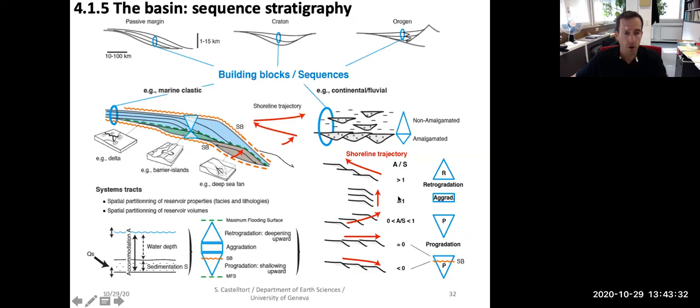Now, the fourth case, there are five cases here. The fourth case is pure vertical aggradation. So a vertical arrow. This is when A and S are equal, A over S equal one. When there is as much creation of accommodation as there is of sedimentation. And this is aggradation. The system is in kind of a steady state.